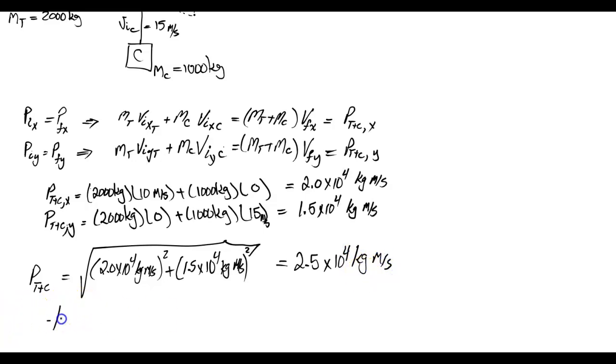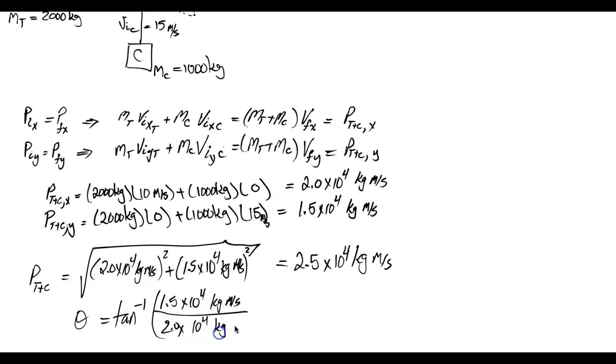And now the angle, tangent theta, is going to be, or better yet, let's do the following, as we've always done. We can say that theta equals tangent inverse of 1.5 times 10 to the fourth kilogram meter per second over 2 times 10 to the fourth kilogram meter per second. And that gives us an angle of about 37 degrees.